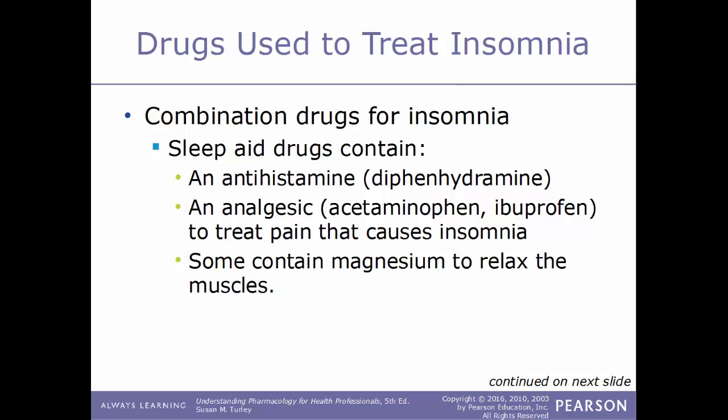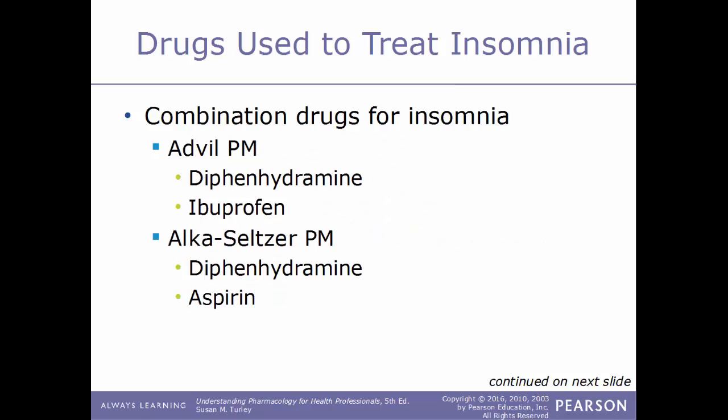You can also find combination drugs that are used to treat insomnia. These combination drugs would include an antihistamine, such as diphenhydramine, and an analgesic drug, such as ibuprofen or acetaminophen, to help treat the pain that will cause insomnia. And some will even contain magnesium to help relax muscles. Some common examples of combination drugs: Advil PM, that's really a combination of ibuprofen and diphenhydramine.